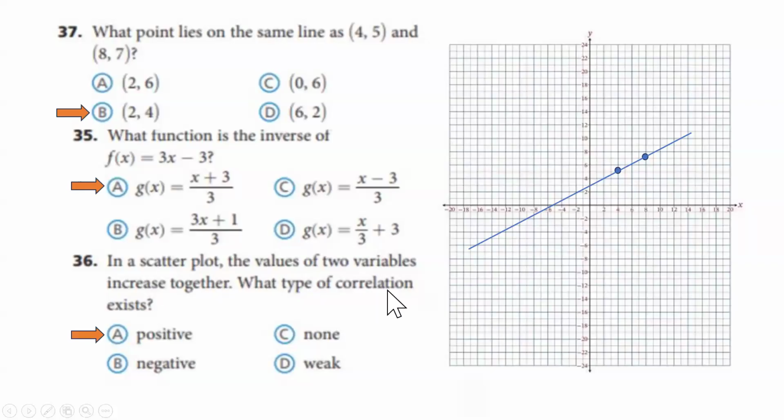Now, this one says a scatter plot shows the values of two variables increasing together. What type of correlation exists? It is positive. When both variables, x and y, are increasing, this is a positive correlation. When they increase together, it is direct proportion. They are both increasing, so it is a positive increase.